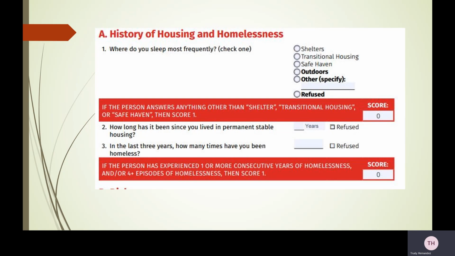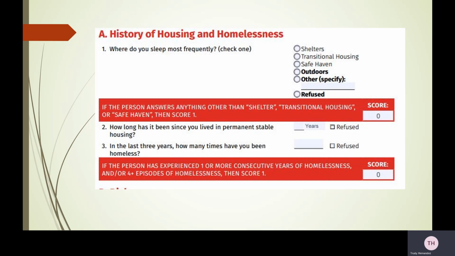So this takes us into the first component, which is history of housing and homelessness. Question number 1 is just, where do you sleep most frequently? And you'll select what they say. So shelters, transitional housing, safe haven, or outdoors. And then if they say anything else, you can put that there and specify what they've said.